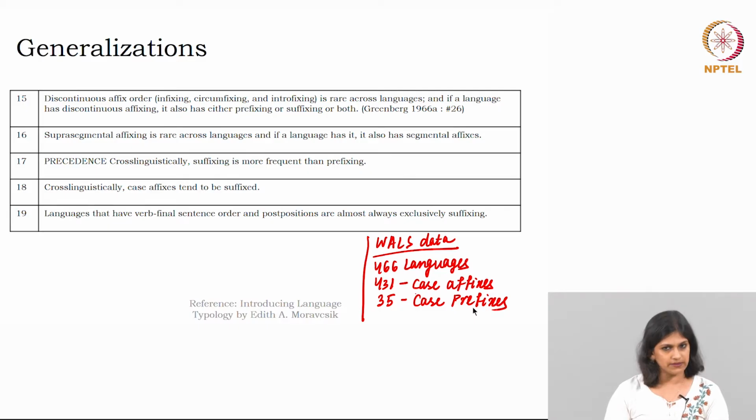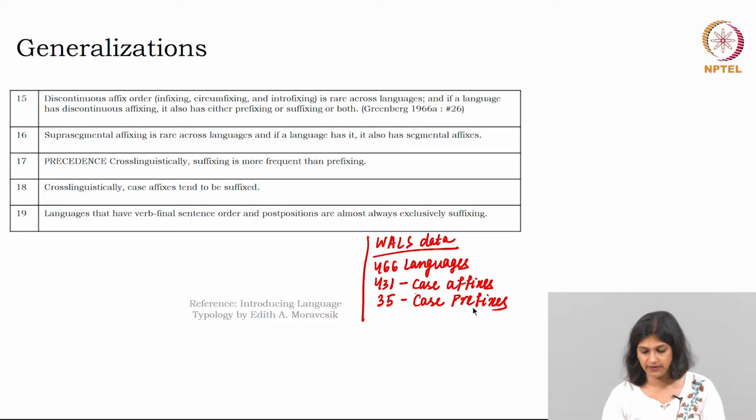Now, the 18th is related to it. What is it? Case affixes tend to be suffixed. Again, the same data can be deployed here too. So, out of 466, 431 have case affixes, and only 35 have case prefixes.